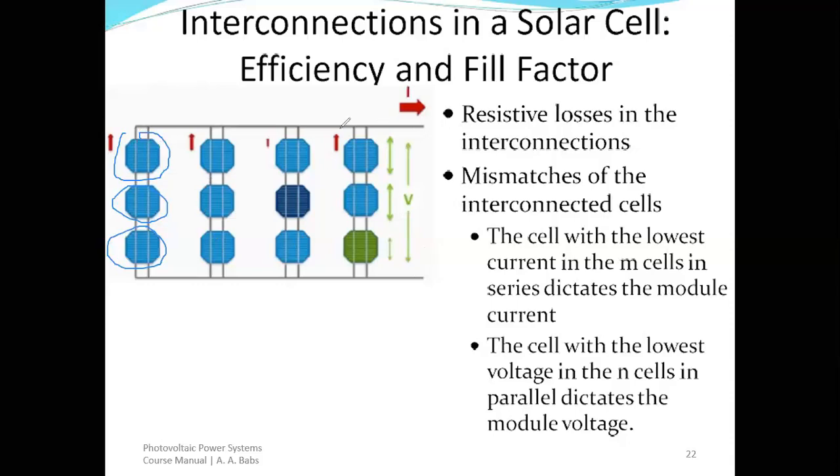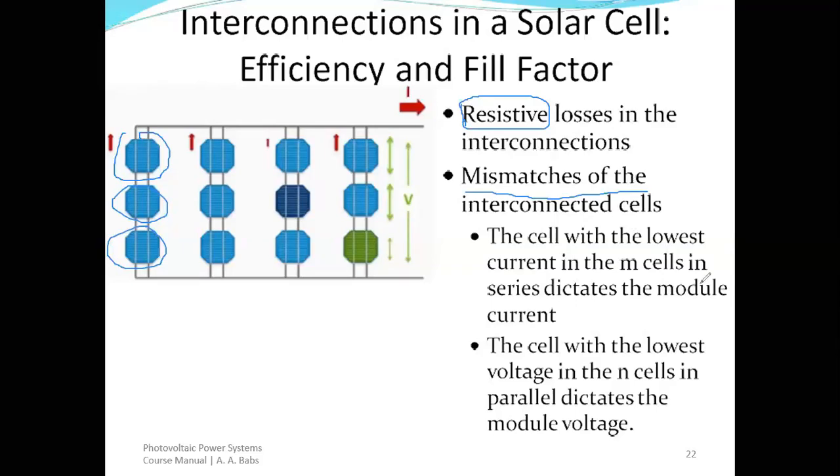Okay, and this is a series connection, as you can see, series connection of the cells. All right. So resistive losses in interconnection would mean losses based on some resistance, load resistances, all right? We also have mismatches of interconnected cells. Mismatches would mean that we match cells together that are not of the same configuration, okay?